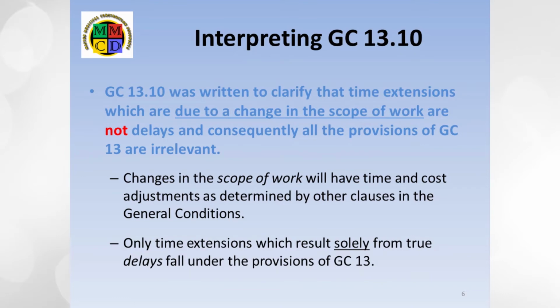So, what are the consequences of this differentiation? What GC 13.10 states is that time extensions granted due to a change in scope are not covered by GC 13. Change orders acknowledging true delays do fall under GC 13, so those clauses in GC 13, which are appropriate to the circumstances, will apply. As two examples, GC 13.3 applies if abnormal weather caused the delay, and GC 13.5 applies if the CA delays providing additional instructions for more than 5 days after a request to do so.